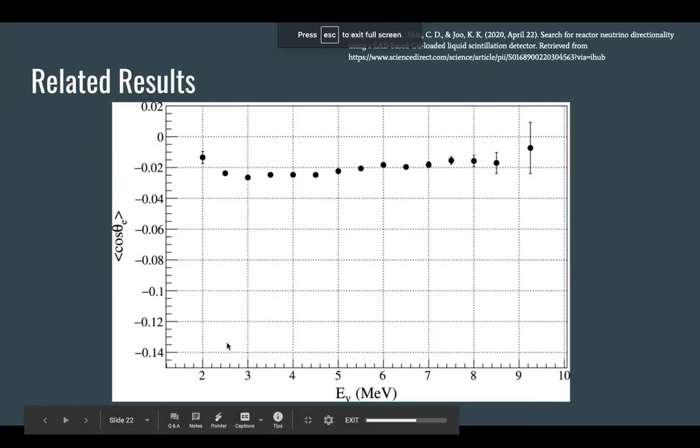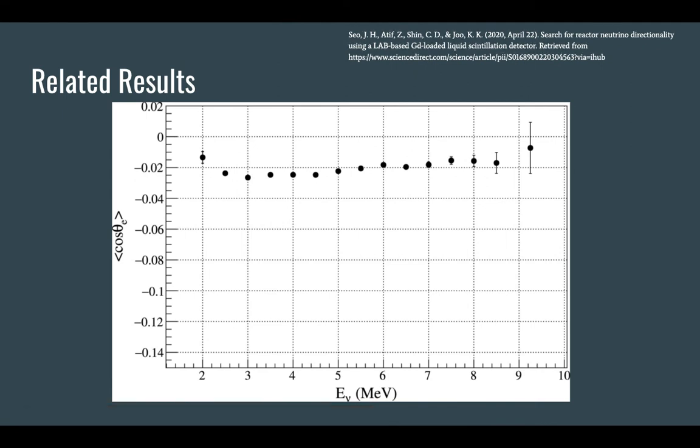So this result comes from the search for reactor neutrino directionality using a lab-based Gd-loaded liquid scintillator detector. What this shows is that the positrons were actually traveling backwards a little bit in this case. So it shows that the second the neutrino entered, the electrons and the positrons instantly annihilated each other in a reaction of pure energy. So it basically shows that it was able to detect all the stuff that it wanted to.